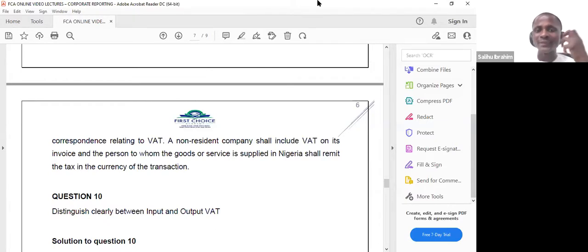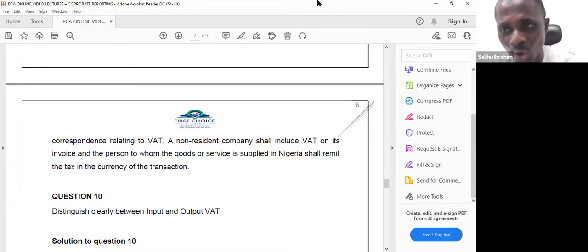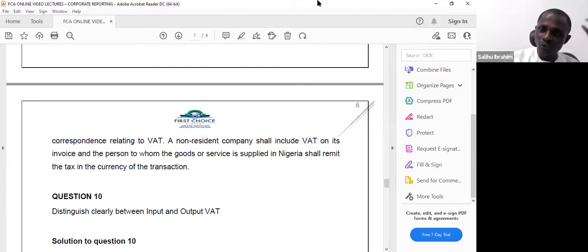So I said input VAT is the value added tax that you pay on your inputs. If you use raw material, where you buy your raw material, you pay VAT on the purchase. That payment is an input VAT because your raw material is your input, what you use to manufacture your product. While output VAT is the VAT you collect from your customer, those that buy from you. So that is basically the difference between input and output VAT.